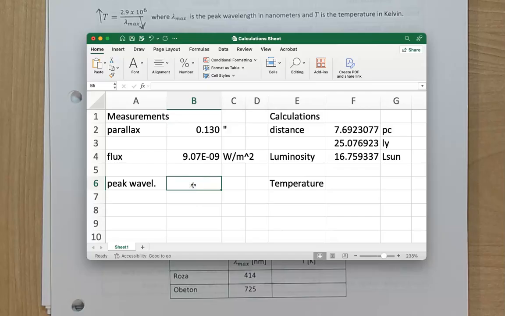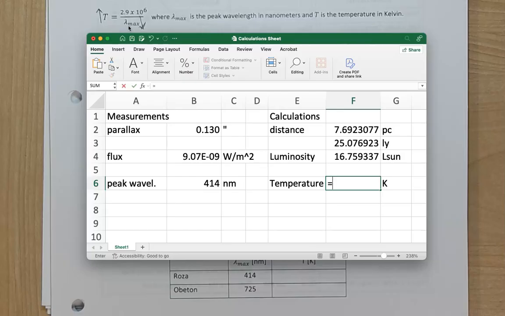Okay. So for Rosa, the peak wavelength is 414 what? Nanometers, right? Always write down your units to keep track for yourself. And then if we use Wien's law over here, then remember that Wien's law gives us the temperature in Kelvin when we put the peak wavelength in units of nanometers. So how do we calculate the temperature?